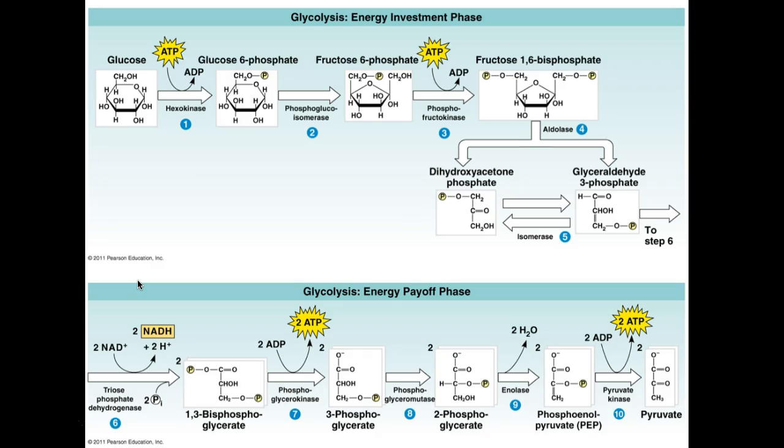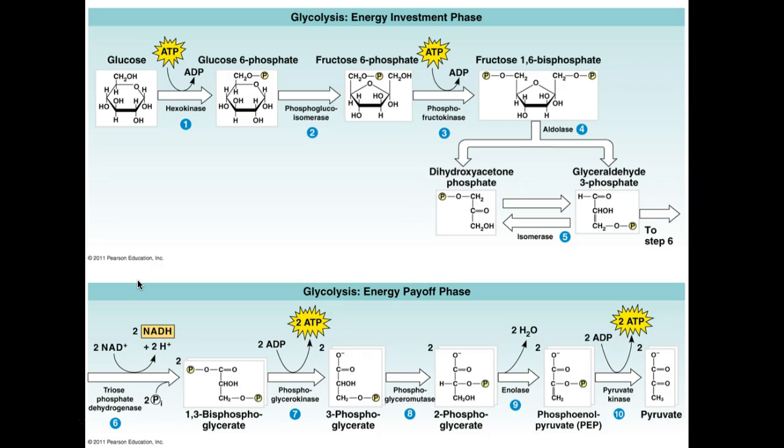So total getting out of there is a net yield of 2 ATP and 2 NADHs, even though you have 4 ATP coming out. You only have a net yield of 2 because initially in the energy investment phase, you have 2 ATP. And I'll go over this again in class to explain that further.